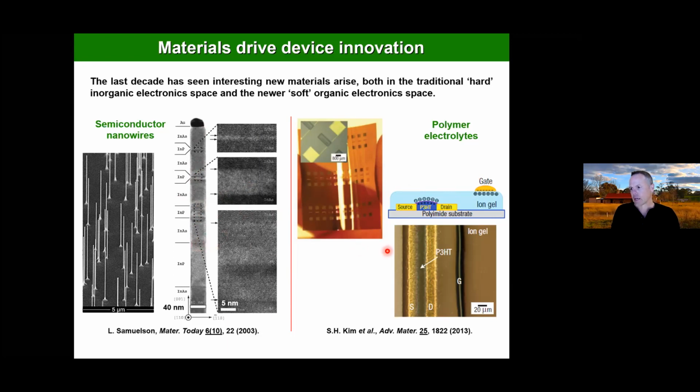And then there were these new materials that were coming in the early 2010s, polymer electrolytes, where essentially you could drive ions remotely up against a surface and use that to influence the conductivity. So what I really wanted to do was try and bring these two types of material systems together and get some functionality that you couldn't get out of either of them on their own.